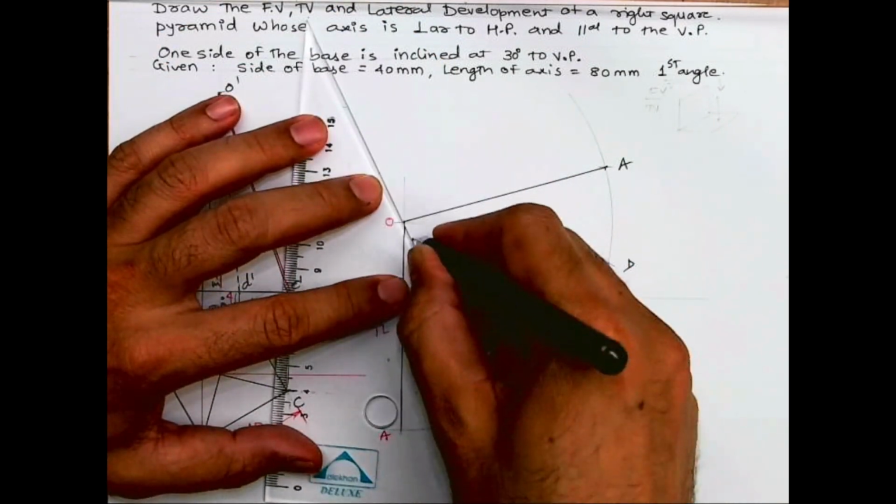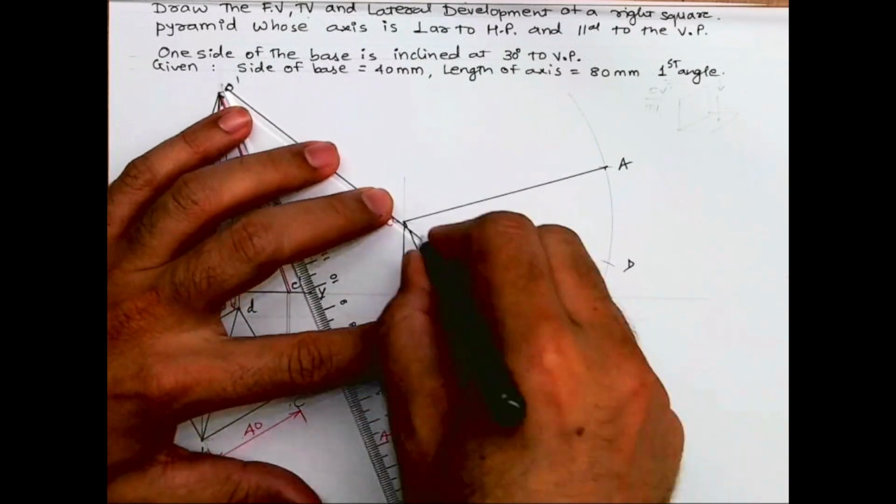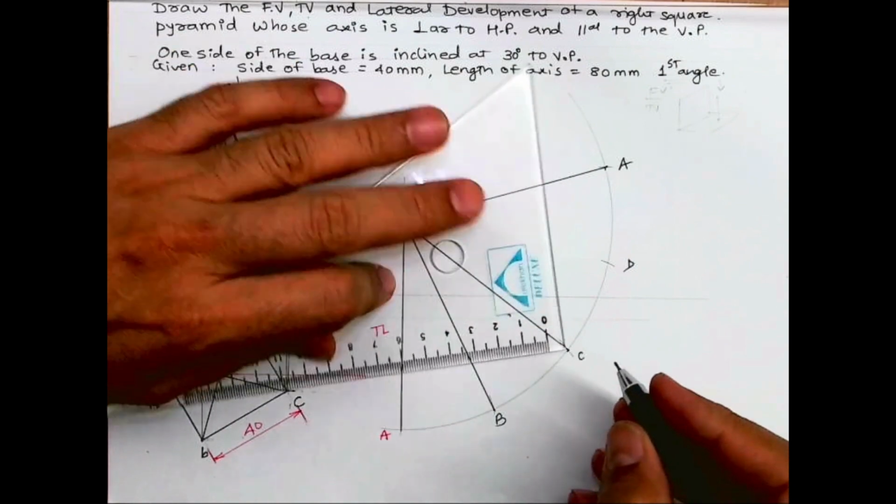Now you have to join O to B, O to C, O to D, and A, B, B, C, C, D, D, A. So you'll get the development.